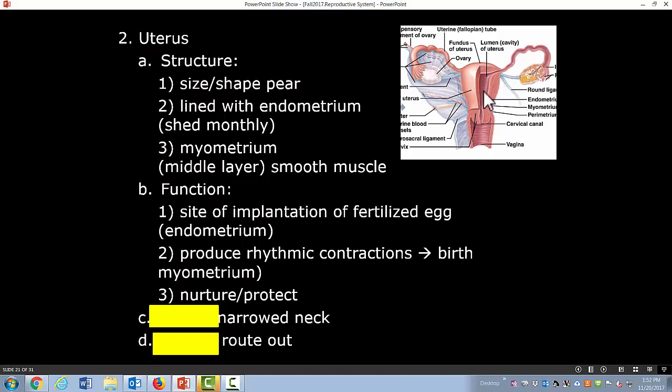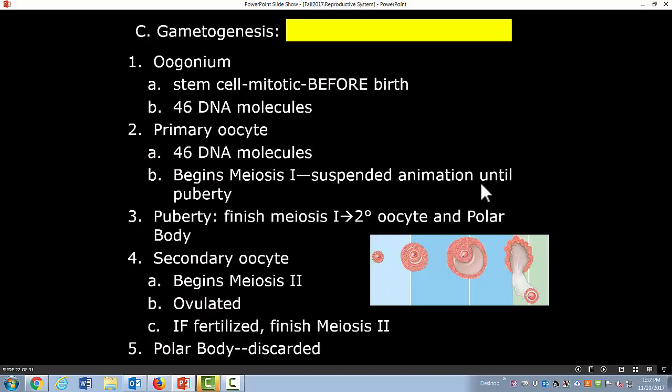Now, separating the uterus from the vagina is the cervix. The cervix is the narrowed neck, right here, and then it leads into the vagina, which is the route out. So we've got a duct system that's designed to catch the ovulated gamete and route it through the uterine tube, the uterus, through the cervix, through the vagina, and exiting out the body. Woohoo! Now we need to talk about gametogenesis.